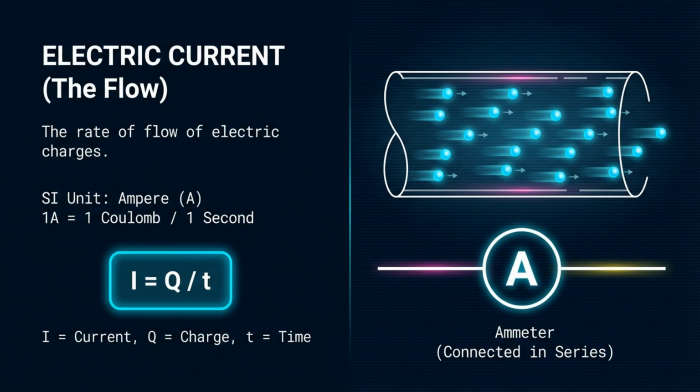Electric current is the rate of flow of electric charges. Its SI unit is ampere (A), defined as 1 coulomb of charge flowing per second. The formula is I equals Q over T, and it is measured using an ammeter connected in series.